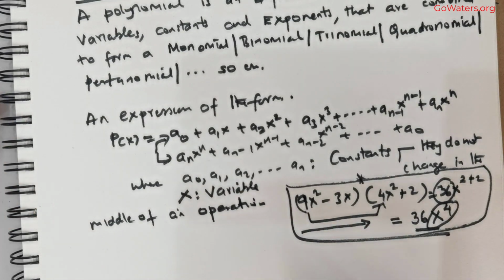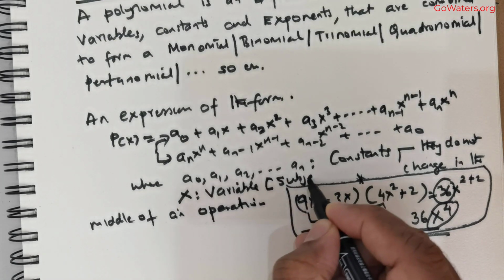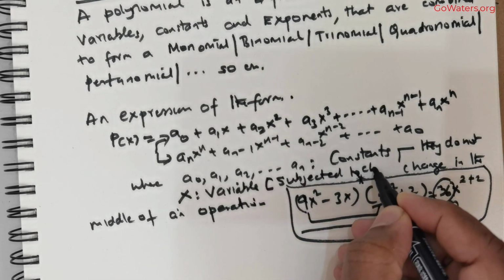Now, when you say variable, it is something that the expression holds, and it is subject to change. So remember, this quantity is subject to change.